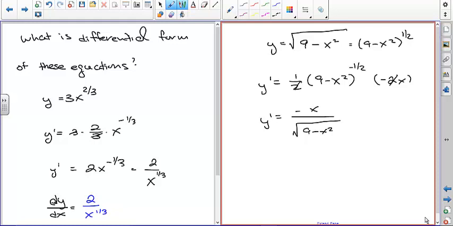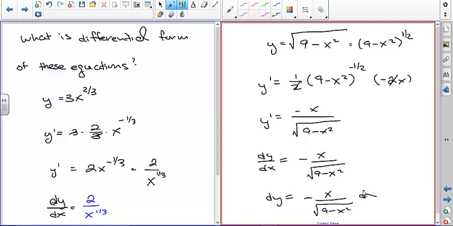So the differential form is you change y prime into dy dx like that, and then multiply both sides by dx. So you get negative x divided by the square root of 9 minus x squared times dx. So that's the differential form of the equation.